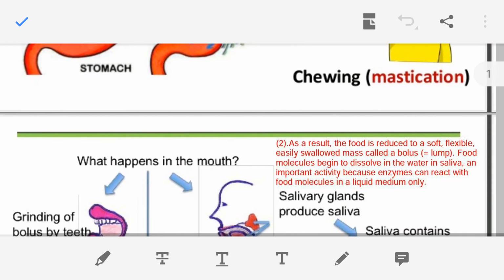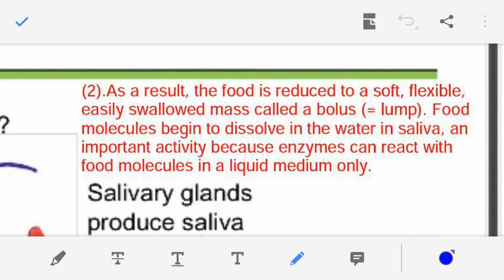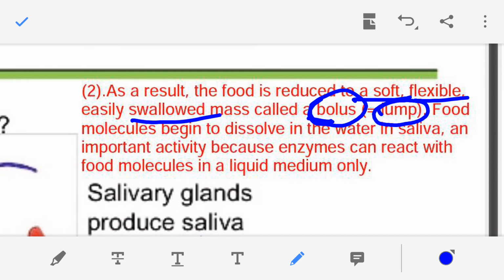Okay, now moving on to the second point of our discussion. Due to the chewing, the food becomes soft as well as flexible. So now the food is in a form that we can easily swallow. Before swallowing, the lump of food is known as bolus, and this bolus we swallow. Now, once the bolus is made, what happens in the bolus?